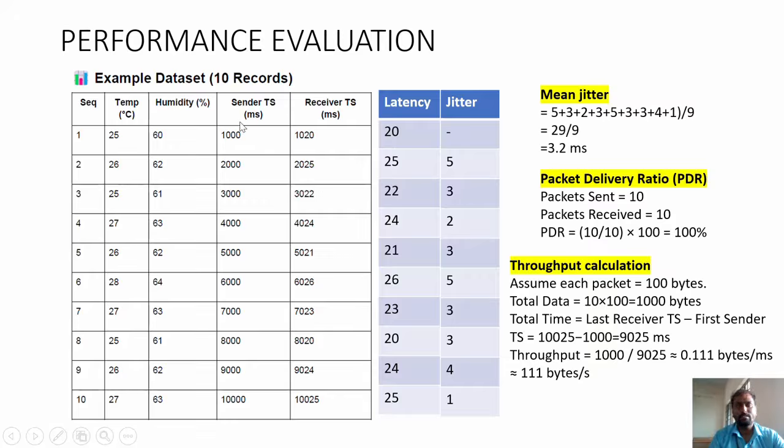The first data is sent at 1000 milliseconds, and the last data is received on the other side at 10,025 milliseconds. So we take the total time taken: 10,025 minus 1000, which is equal to 9025 milliseconds. To identify the throughput, we divide the total data by the total time taken. Total data sent is 1000 bytes. So 1000 divided by 9025 is equivalent to 0.111 bytes per millisecond, which can be converted to 111 bytes per second.